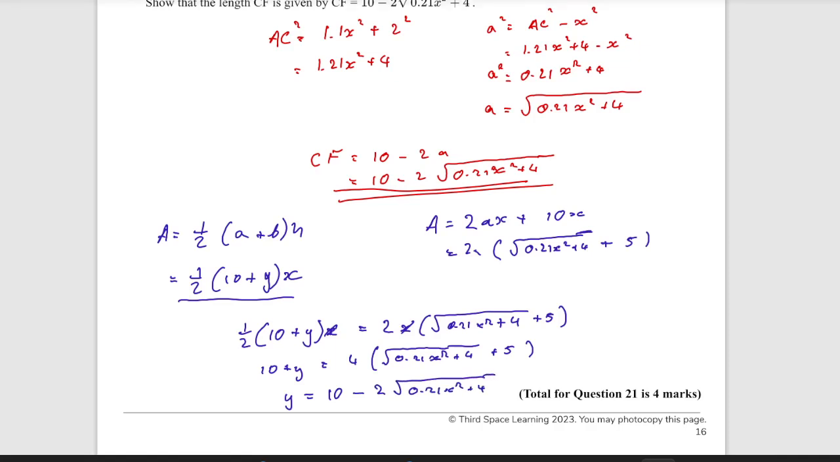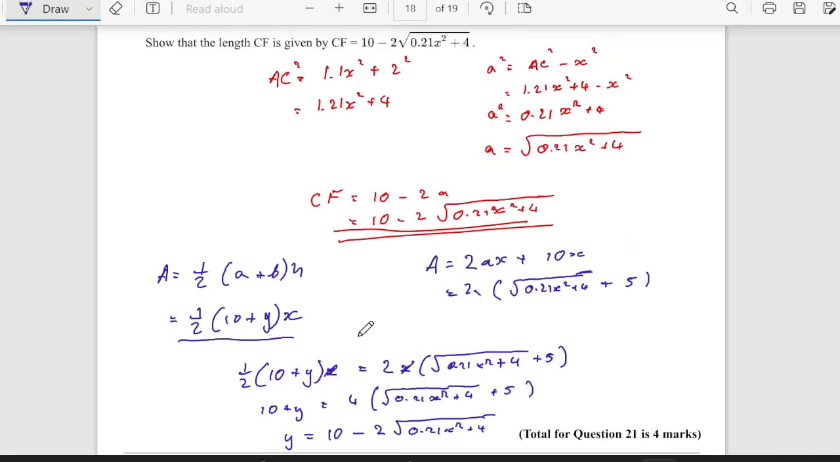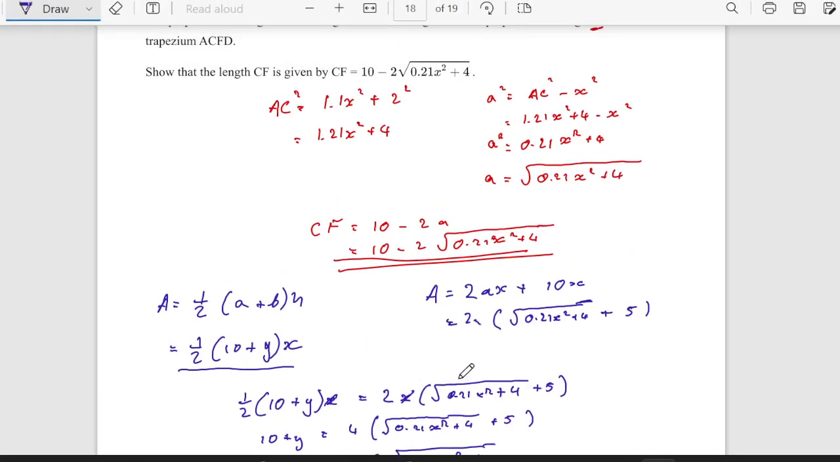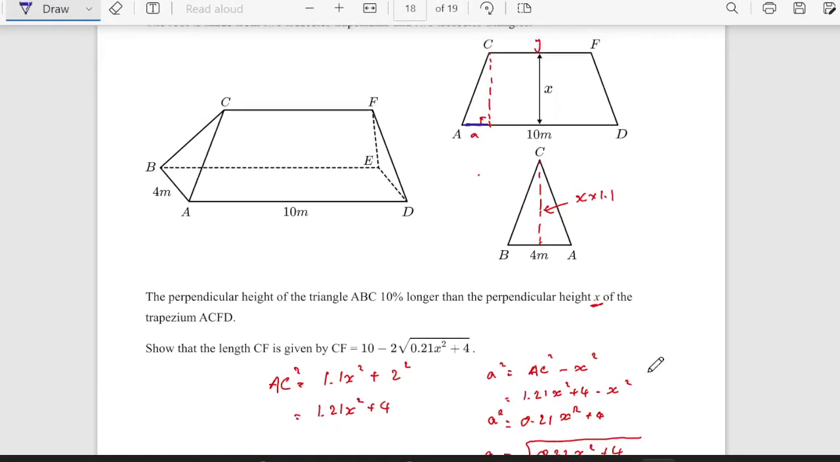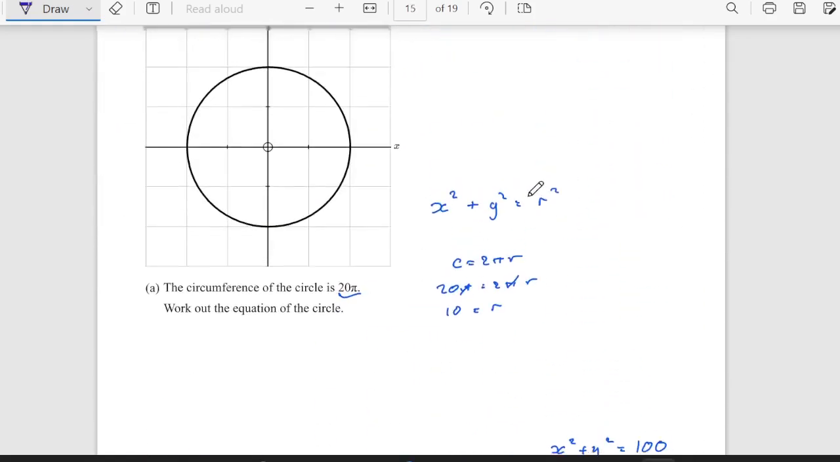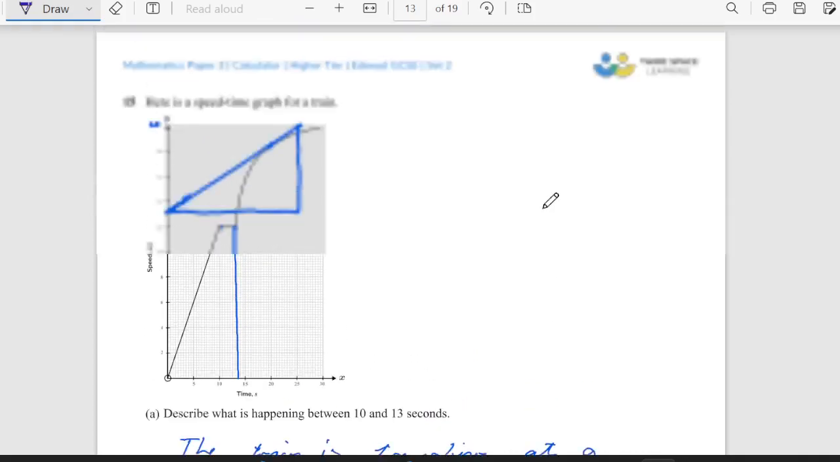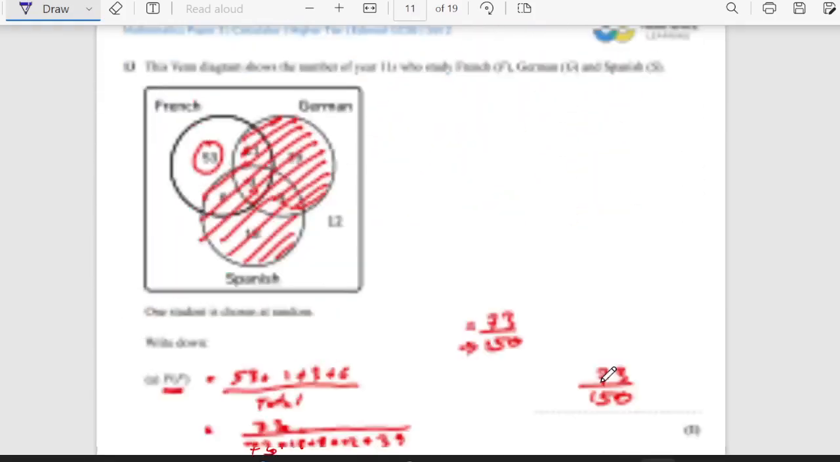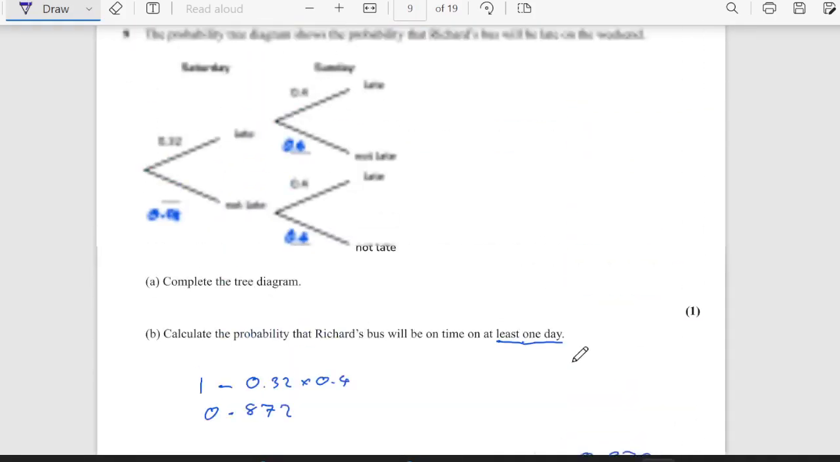Yeah, that would have worked. I think that was a slightly longer method though. But yeah, okay, nice question. Very thought-provoking. Overall, yeah, really great paper. Thank you very much for that, Third Space Learning. That was very enjoyable. Hope you found that useful.